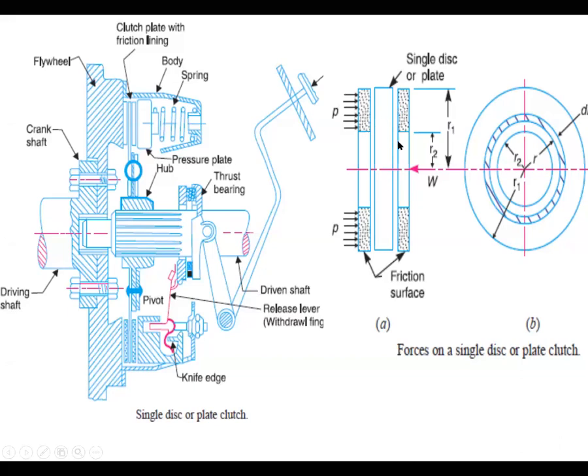On both sides of the single plate disc, there are rubber plates or friction surface parts. By taking these friction surface parts, they can absorb the heat and try to minimize the friction between the clutch plates during engagement and disengagement. That is the principle we are taking here.